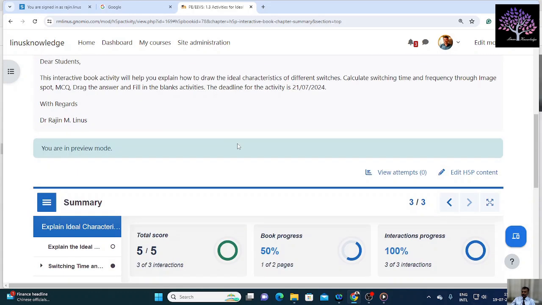I hope this topic, the way of the activity, is interesting and helpful, and you enjoyed the learning with the different activities. Now I hope you are very familiar with the ideal characteristics of the switches, how to draw the switch ideal characteristics, and switching on time, switching off time, and total switching time, everything.